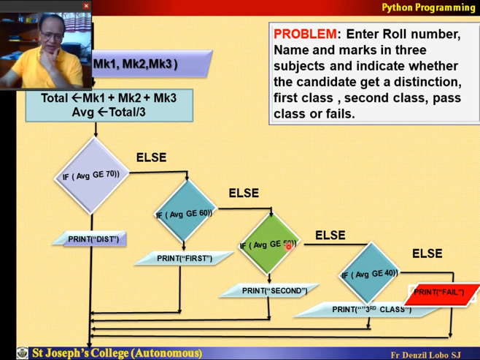As you see, if it is greater than or equal to 50 and less than 60, he gets the second class. If he gets greater than or equal to 40 and less than 50, he gets third class. Else he fails. That means his average is below 40. This is not a good example because we have not checked whether the person has passed in each of the subjects. That will be done later. So this is the flow chart for multi-level.